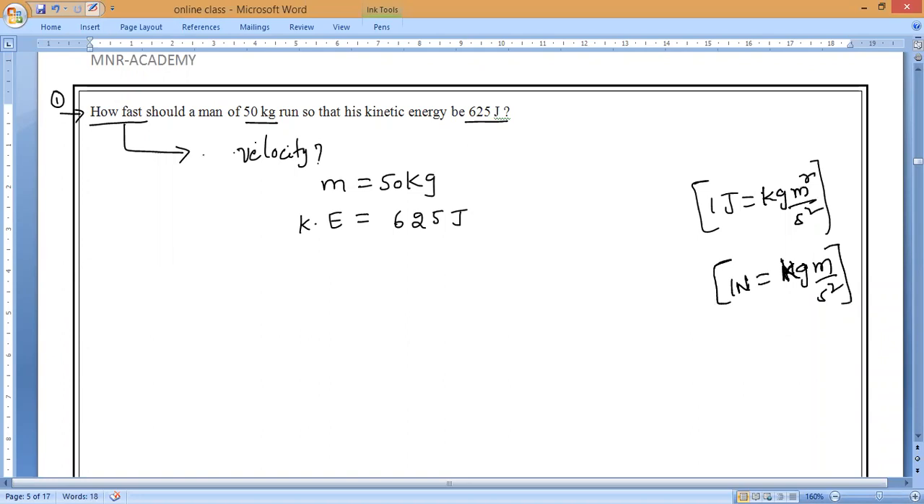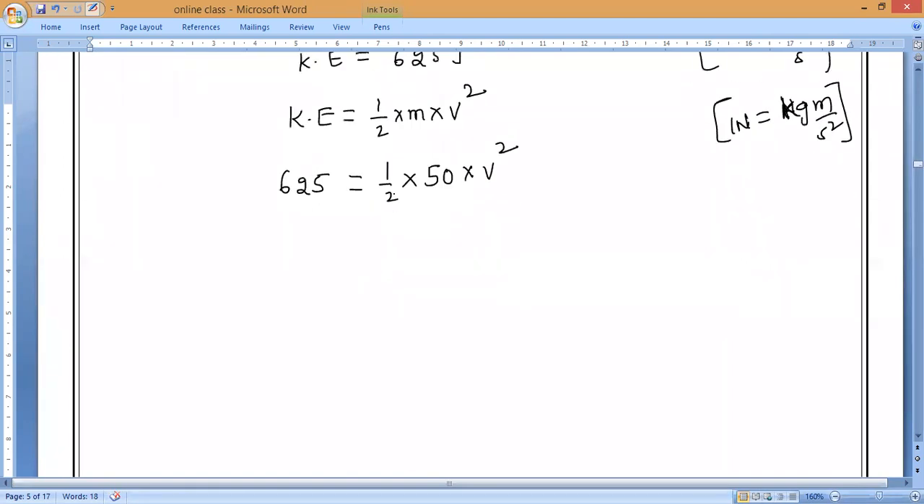Now you can see they are asking velocity. So we know the kinetic energy formula. What is the kinetic energy formula? Half into m into v square. Now they are asking how fast, velocity. Now what we have to do, substitute it. Kinetic energy is equal to 625 equals 1 by 2 into mass, which is 50, into velocity square. Now you can see 2 ones are how much, guys? 25.